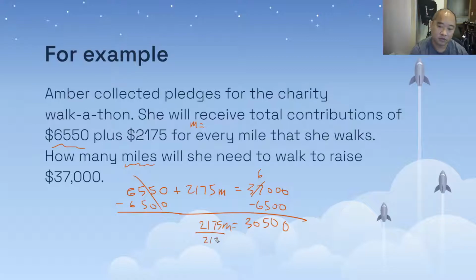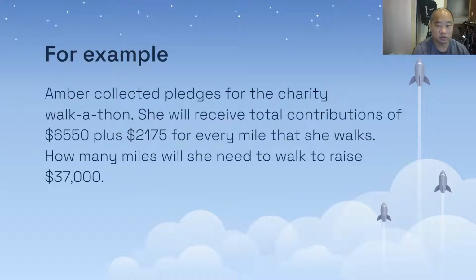$30,500 divided by 2,175. I don't feel like doing that in my head. And plus, I'd probably make a mistake. Divided by 2,175. M would equal 14.02. So how many miles will she need to walk? She would need to walk 15 miles. 15 miles. Okay. Last, your turn.